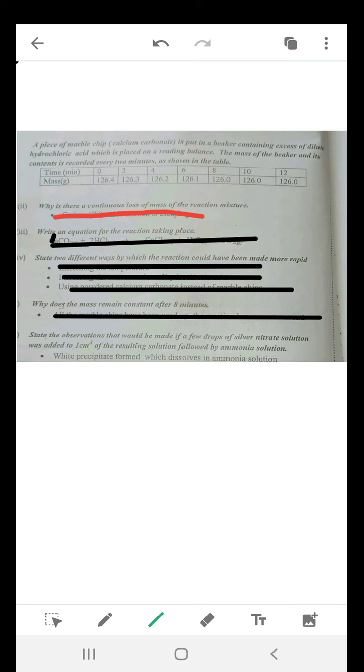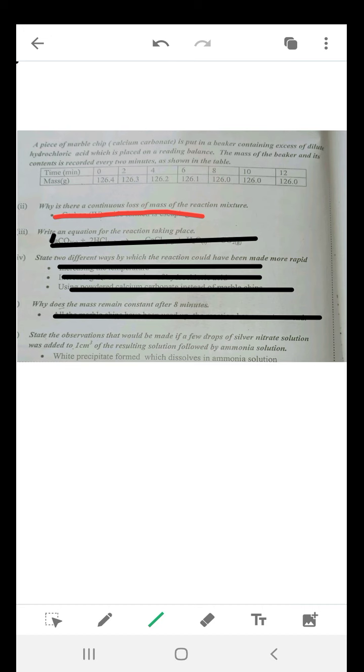So here there's a piece of calcium carbonate, that is marble chips, that is put in a beaker, and to that beaker they add excess dilute hydrochloric acid. Then they place it on a weighing balance, a reading balance. Then the mass of the beaker and the contents are recorded every 2 minutes. So they are recorded below.